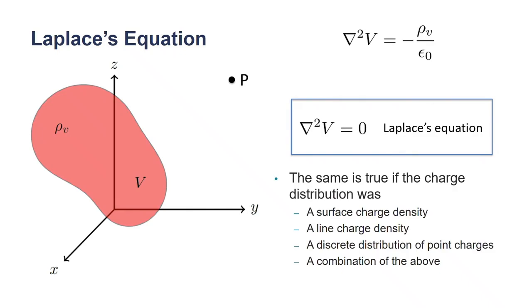The same is true in turning Poisson's equation into Laplace's equation if we had a surface charge density, or a line charge density, or even a discrete distribution of point charges. So long as our observation point is not coincident with the charge density itself, or the point charges in the case of a discrete distribution, we can turn the problem into solving Laplace's equation. And even with a combination of volumetric, surface, line, and discrete charge distributions, we can apply the same concept.